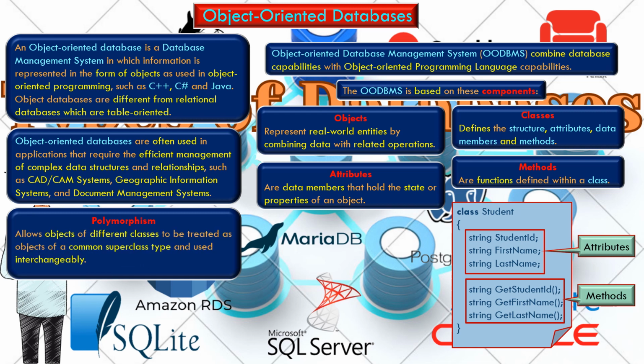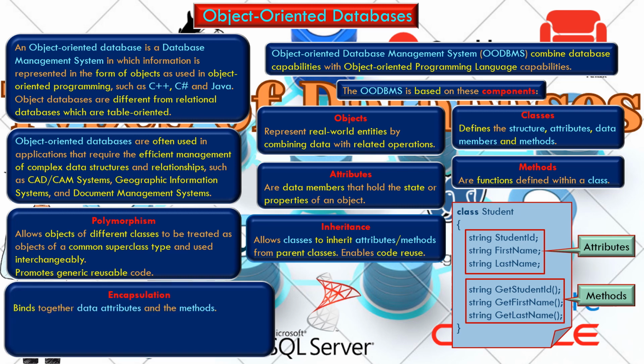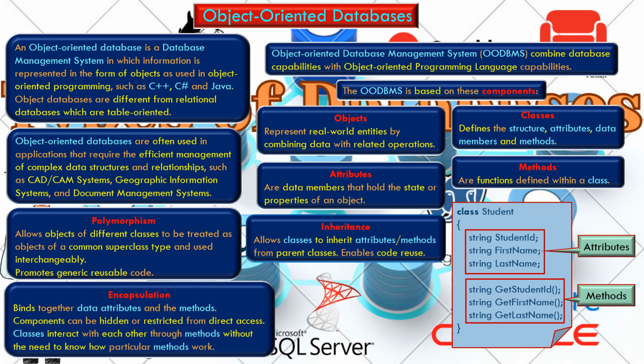Polymorphism allows objects of different classes to be treated as objects of a common superclass type and can be used interchangeably. This promotes generic reusable code. Inheritance allows classes to inherit attributes and methods from parent classes. This enables code reuse. Encapsulation binds together data attributes and the methods. Components can be hidden or restricted from direct access.